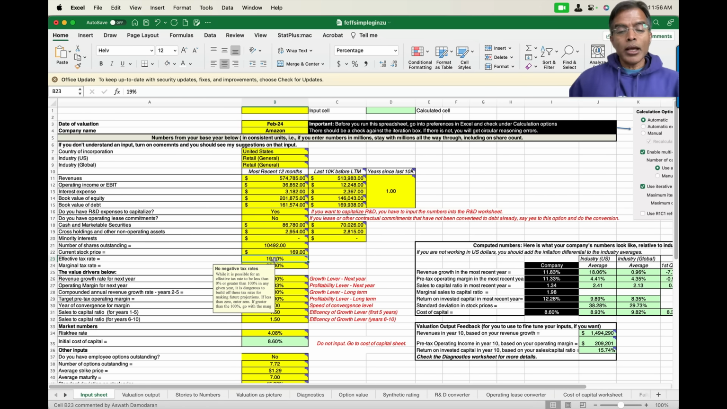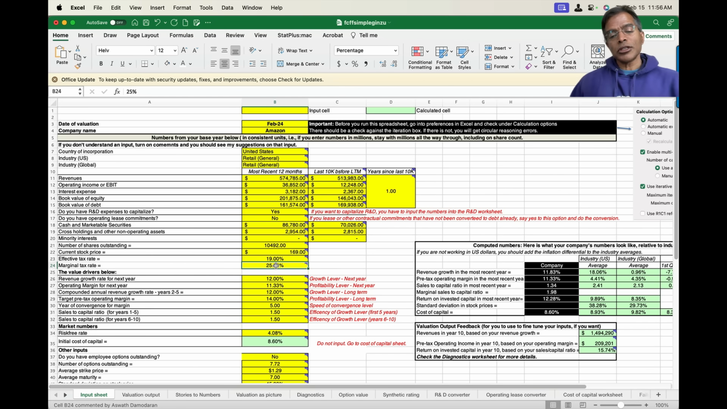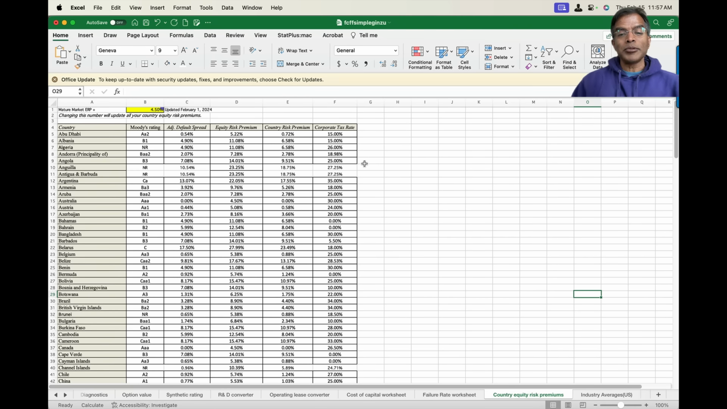Now, right below it, I ask for a marginal tax rate. Now, you might be puzzled. What is a marginal tax rate? The marginal tax rate is the tax rate on your last dollar of income. You say, how am I going to find that out? Well, again, I'm a full service operation. If you go across to a worksheet, it says country equity risk premiums. As part of that worksheet, I also list for each country what the marginal tax rate is.